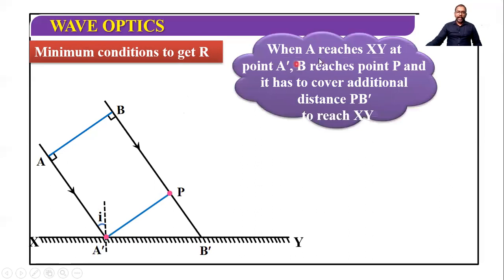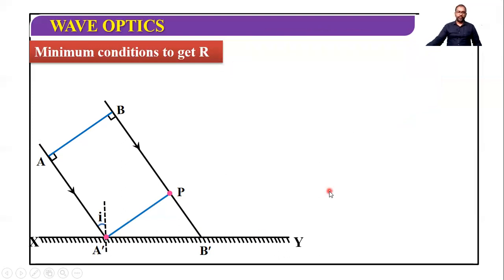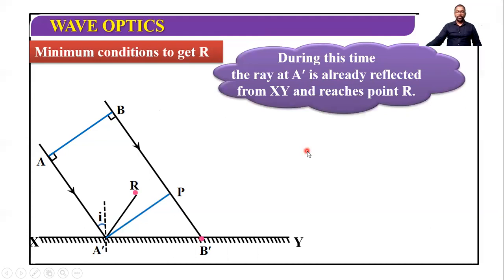Now when A reaches XY, you can see A reaches this mirror XY at point A dash, B reaches point P and it has to cover additional distance PB dash to reach this mirror XY. Now in the same time, when P reached B dash, in the same time A dash reached R.